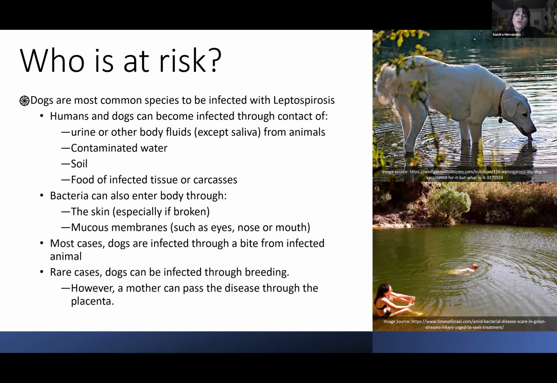The bacteria can also enter the body through the skin, particularly if the skin has been broken. So for example, if you have a cut on your hand and it's an open wound, the bacteria can enter through that wound. Then in most cases, dogs are infected through a bite from an infected animal. In rare cases, dogs are infected through breeding. However, the mother can pass the disease through the placenta.